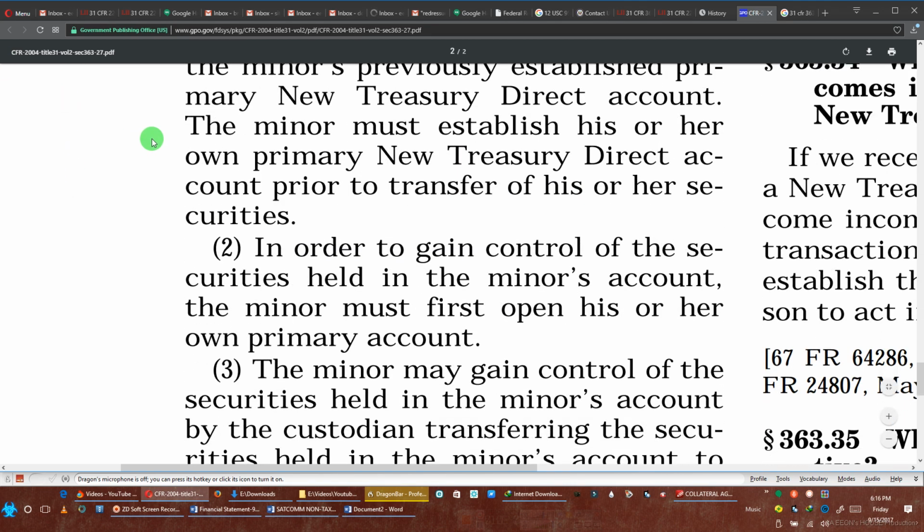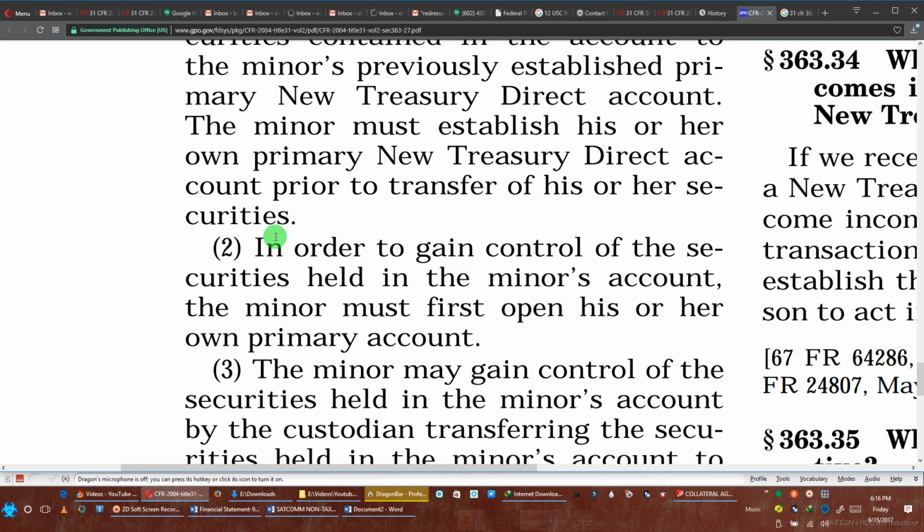If you ain't already done that, then that's what you need to do. The minor must establish his or her own new Treasury Direct account prior to the transfer of his securities. Just that simple. That's the rule. That's the law. That's what they must follow. You must know the law.